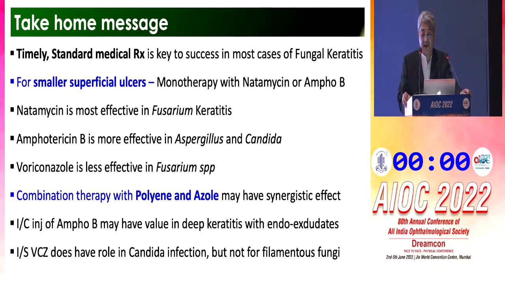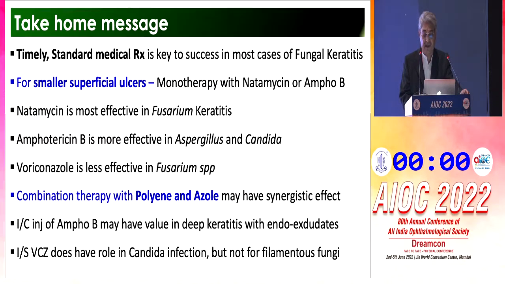Intracameral amphotericin B may have value in deep keratitis with endoexudate, and intrastromal voriconazole does have a role in some of the Candida infection, where the infection is in the interface, but not in filamentous fungus.